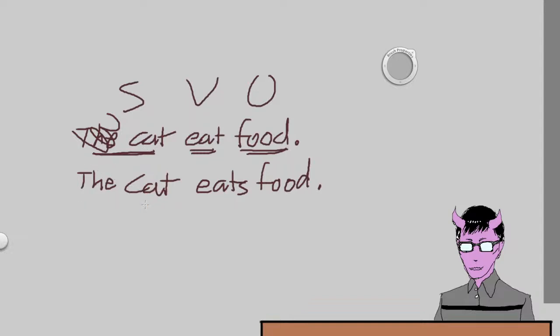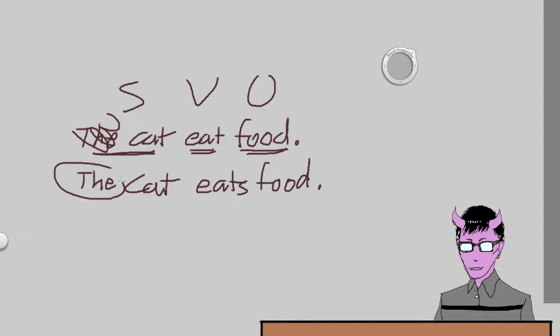So that's why we have something called an article. I think this is an article or an adjective. I don't remember. But this is basically modifying the word cat. It's telling you which cat. It's the cat. It's not a cat. It's not cats in general.